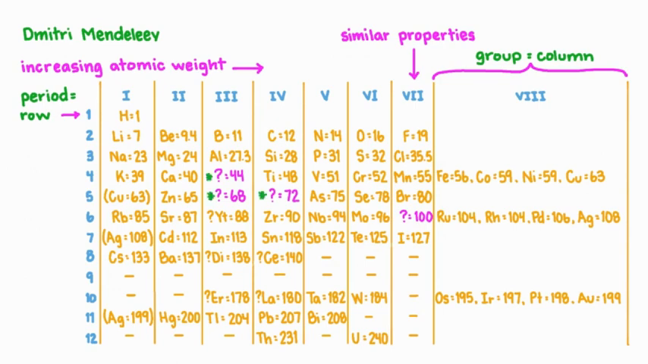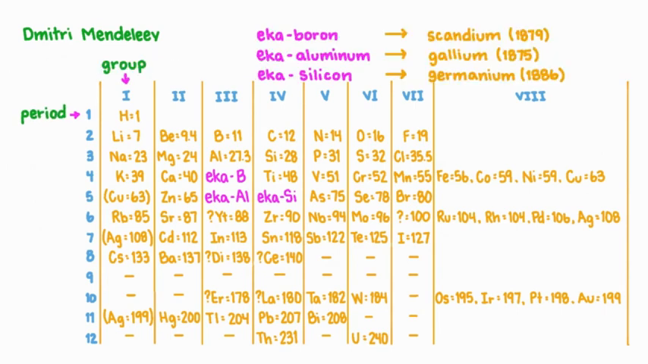3 of the most notable elements Mendeleev predicted were expected to have atomic weights of 44, 68, and 72. He called these elements eka-boron, eka-aluminum, and eka-silicon. Each of these elements were later discovered and were found to have atomic weights and properties similar to those Mendeleev predicted. In addition to leaving gaps for some undiscovered elements, Mendeleev also proposed new atomic weights for a few elements which didn't seem to fit his table.